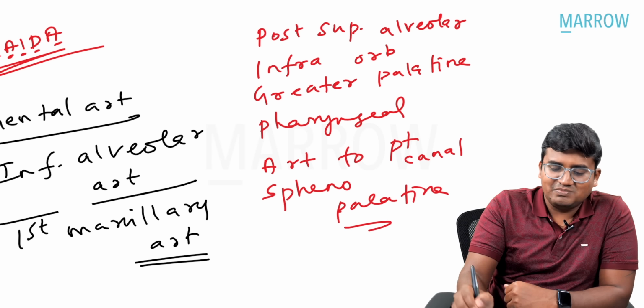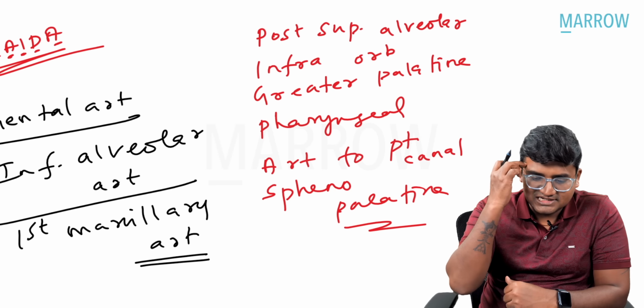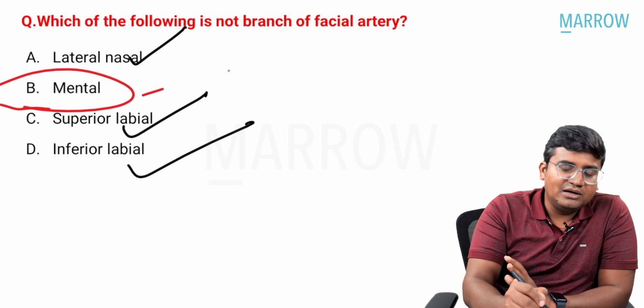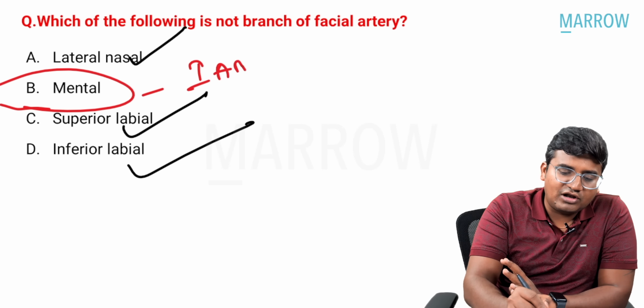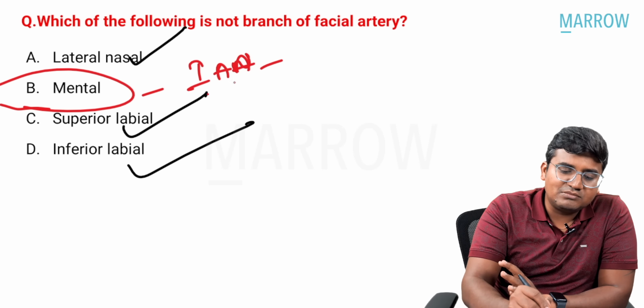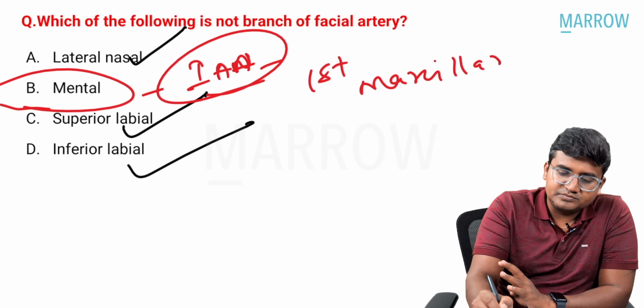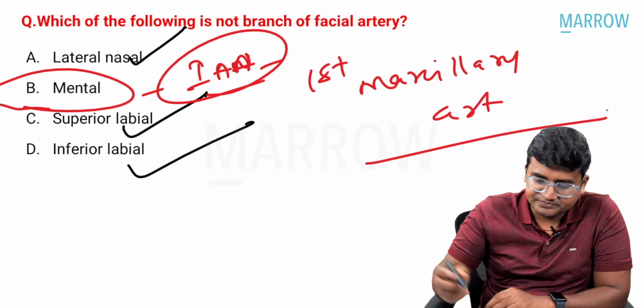Okay, yes. Maxillary artery branches you have to know. NEET exam, you will get the question. So the answer for this question is mental artery. Mental artery is a branch of inferior alveolar artery, and inferior alveolar artery is a branch of, yes, first part of maxillary artery. Okay, yes.